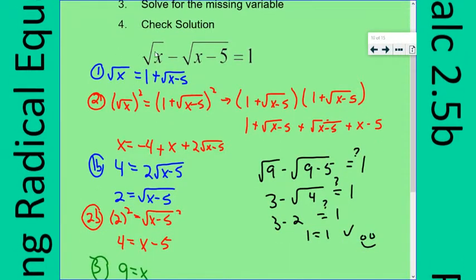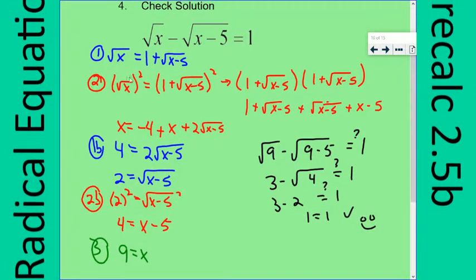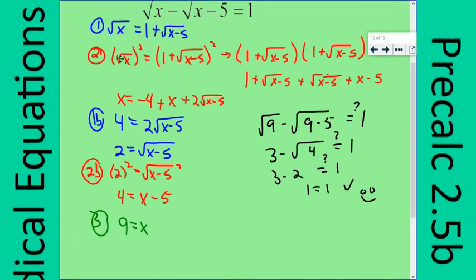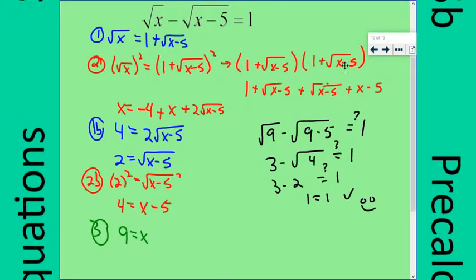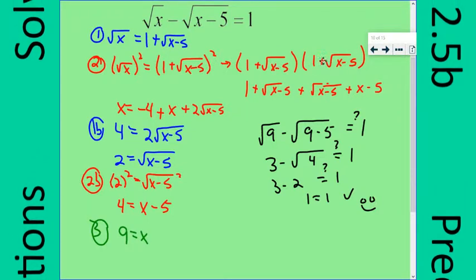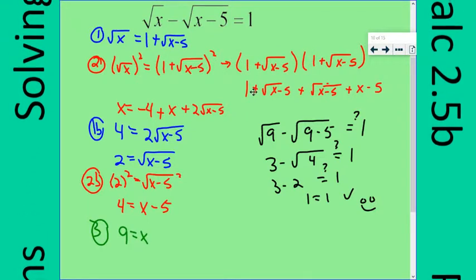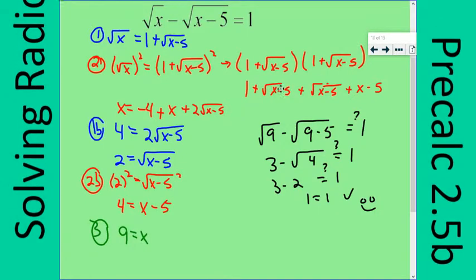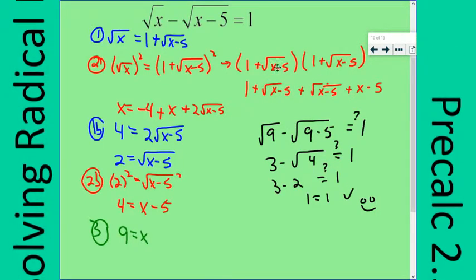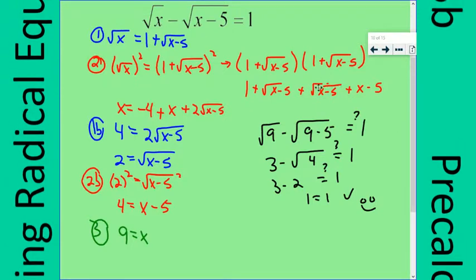So I picked this radical expression right here and got it by itself. Then we use the principle of powers to square both sides. Square both sides, and when squaring this right side, remember we need to distribute. So when we distribute, 1 times 1 gives us 1. 1 times the square root of x minus 5 gives us the square root of x minus 5. Square root of x minus 5 times 1 gives us the square root of x minus 5.